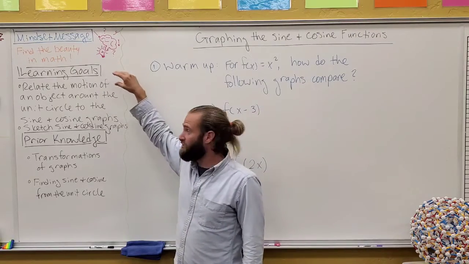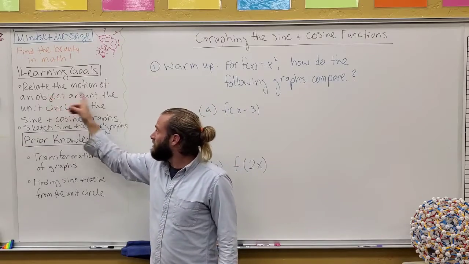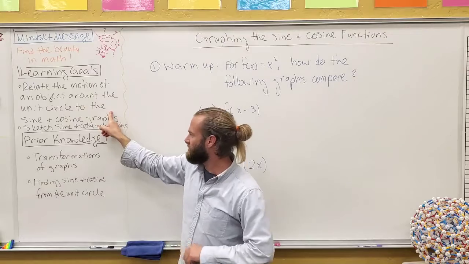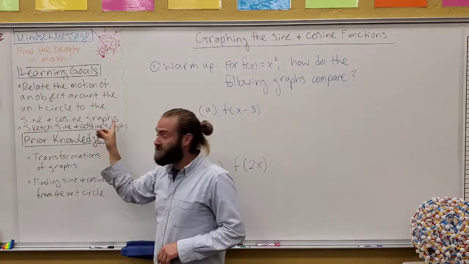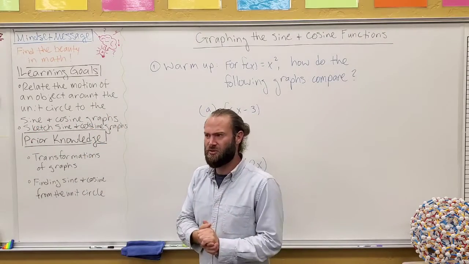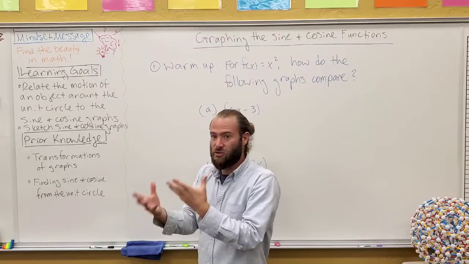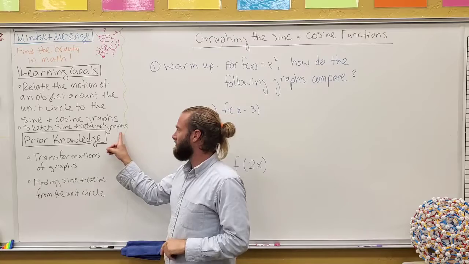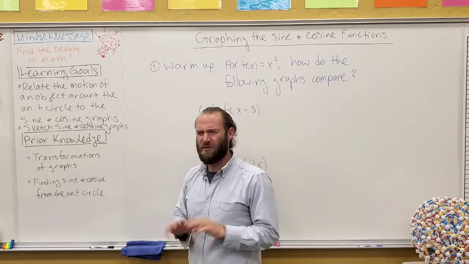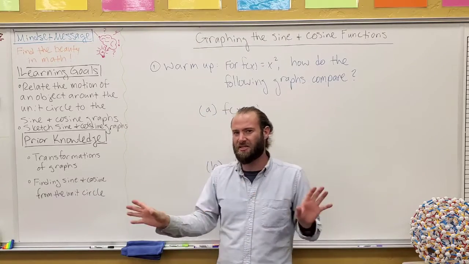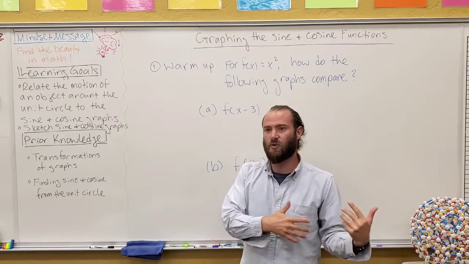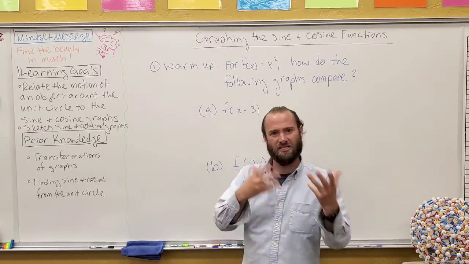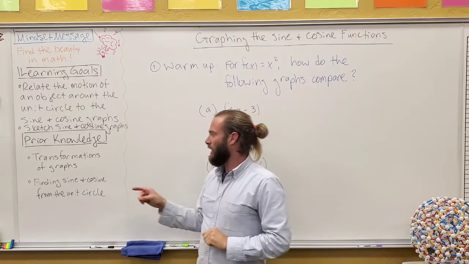We have two learning goals today. The first one is relate the motion of an object around the unit circle, that's the theme we've been doing the last few lessons here, to the sine and cosine graphs specifically. So we've talked about how they relate directly to the values of sine and cosine around the circle, but we're going to look at the graphs, and then of course sketching sine and cosine graphs. Today's lesson is really focused on just the basics of those graphs, and in a later lesson we'll talk about more complex graphs and shifting them around and stretching and things like we've studied in the past.